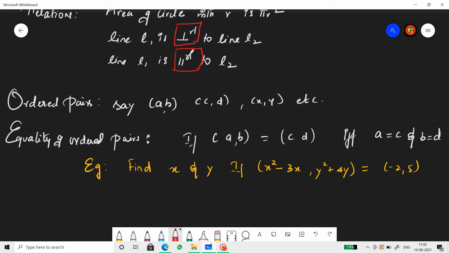Ordered pairs. Well, I think you all know this, right? Because we used to do this in graph also. Ordered pairs 1, 2, 3, 4, 5, 6, A, B, C, D, X, Y, etc. Make sure that you don't write ordered pairs like this. This is a set. This way if you write it, we call this as a set. This way if you write it, we call this as a ordered pairs.